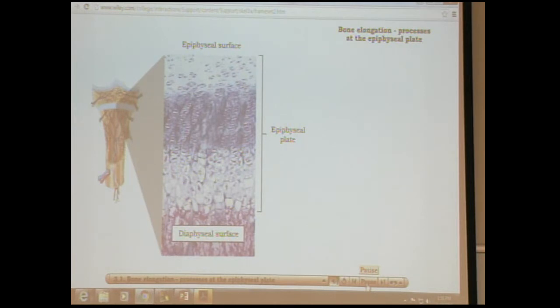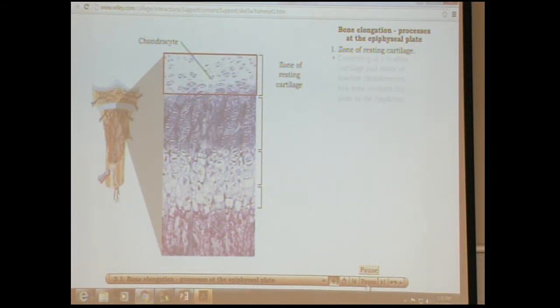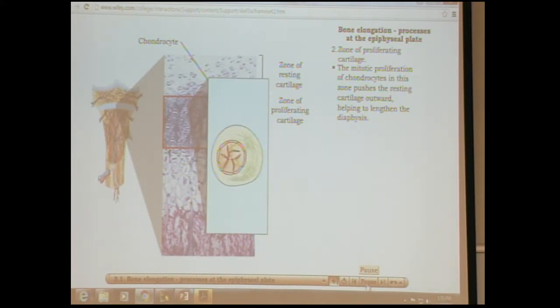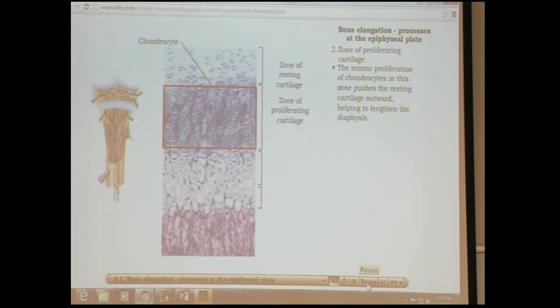The epiphyseal plate consists of 4 distinct zones. The zone of resting cartilage consists of hyaline cartilage and is anchored to the epiphysis. The zone of proliferating cartilage organizes a supply of highly mitotic chondrocytes. As these cells divide and increase in number, the resting cartilage is pushed outward, helping to lengthen the diaphysis.